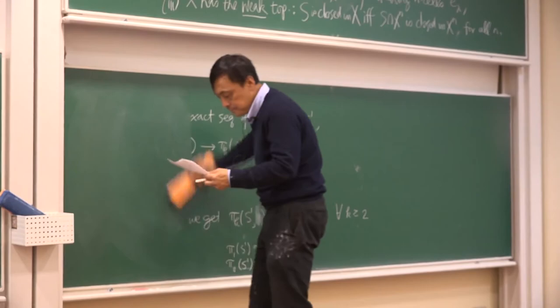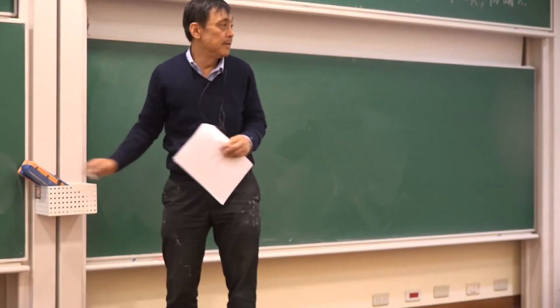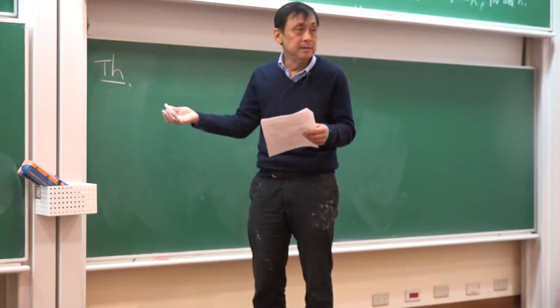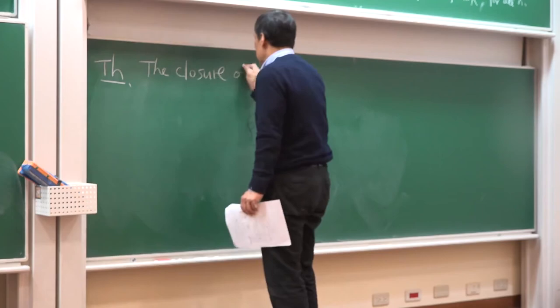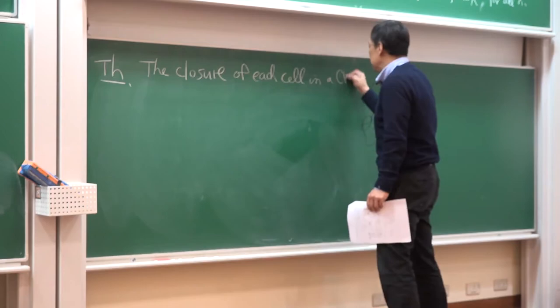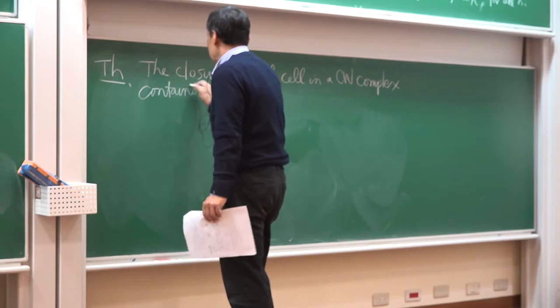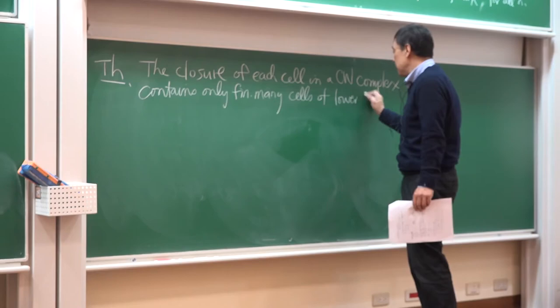Now, there is a theorem about CW complexes that says the closure of each cell contains only finitely many cells of lower dimensions. So that's the definition of CW complex, and then there's this theorem: the closure of each cell in a CW complex contains only finitely many cells of lower dimension.